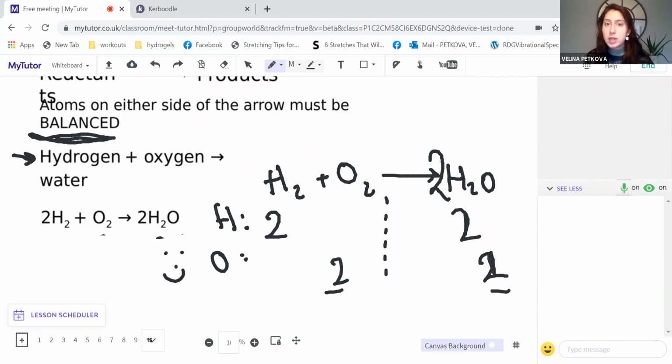However, now we need to recount the hydrogens on the right-hand side. How many hydrogens do we have? 2 times 2 means we have 4. So therefore, the hydrogens are not happy. So we need to balance our hydrogens again. How can we get to 4 hydrogens on our left-hand side then? We add 2 in front of the H2. Exactly, perfect, great input. So we get to that answer, and now we can change this to 4 as 2 times 2 is 4.